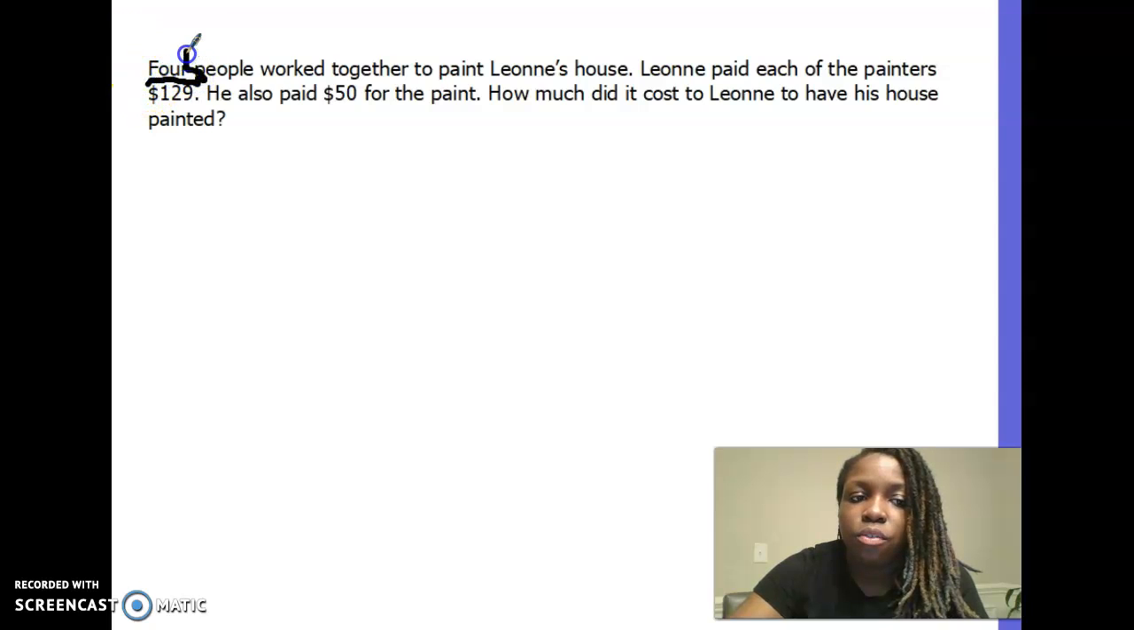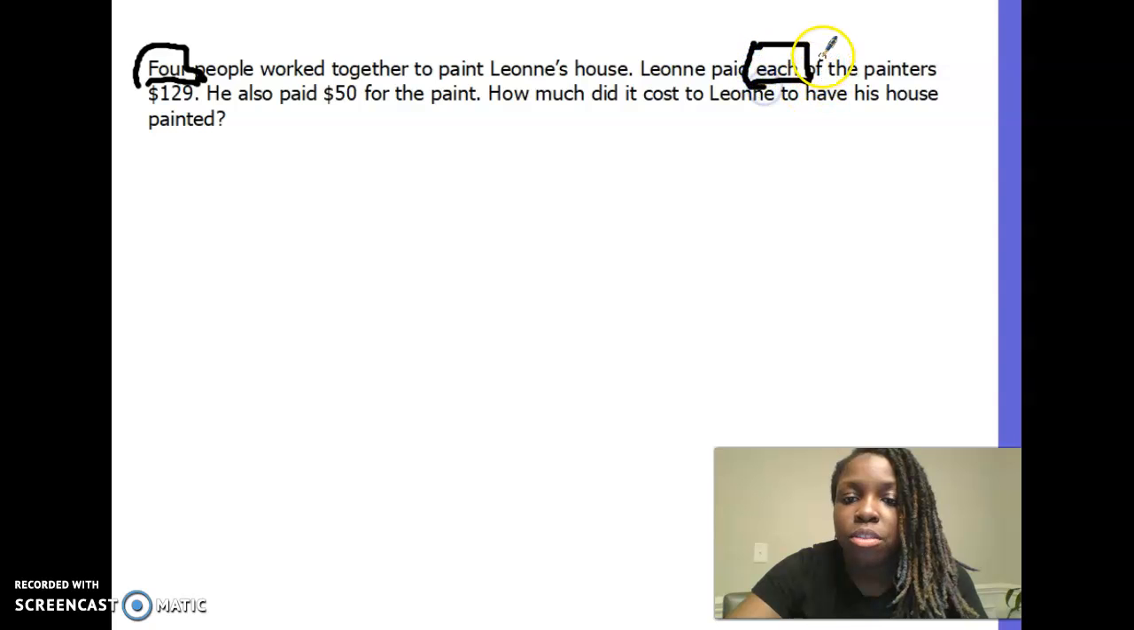So the first sentence is 4 people worked together to paint Leon's house. I know 4 is a word, so I'm going to change it to a number. So I'm going to circle 4. That's important. So I know 4 people worked to paint Leon's house, and Leon paid each of the painters $129. Ooh, I see a key word, each. I'm going to box this. What does each mean to do? Good. Each means to multiply.